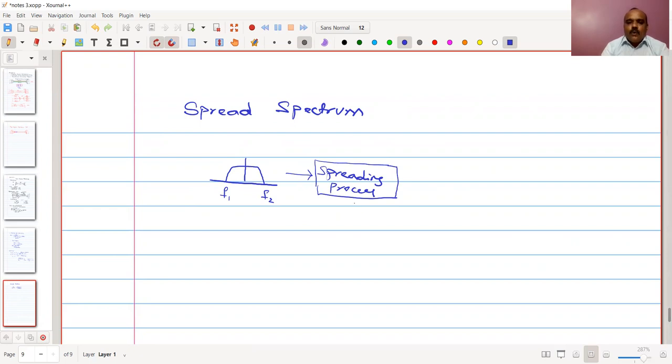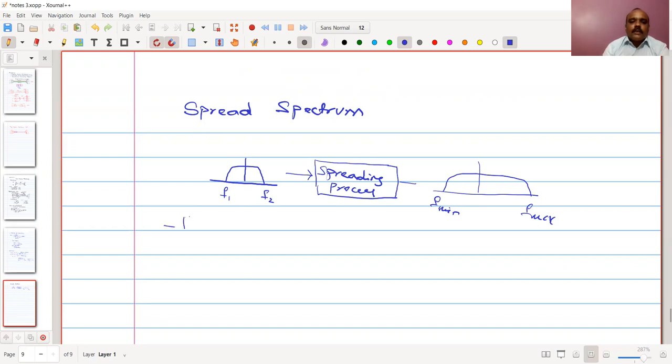Now we are going to spread it. So what we are going to do in spread spectrum is data is spread across the complete bandwidth. So if my bandwidth is having F minimum to F max, this small bandwidth information is spread across this complete bandwidth.